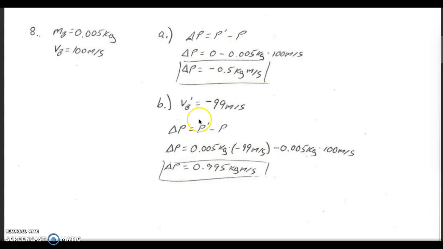Change in momentum is still the same equation, momentum after minus momentum before. The momentum after is its mass, 0.005 kilograms, times its speed after the ricochet, which is negative 99 meters per second, minus the initial momentum, which is mass, 0.005 kilograms, times 100 meters per second, the initial speed. And we get a change in momentum of 0.995 kilogram meters per second. And that would actually be a negative. Not sure why the negative's not there, but when you plug all this in, you're going to get a very negative number here, minus some more stuff, so that should be a negative 0.995 kilogram meters per second.